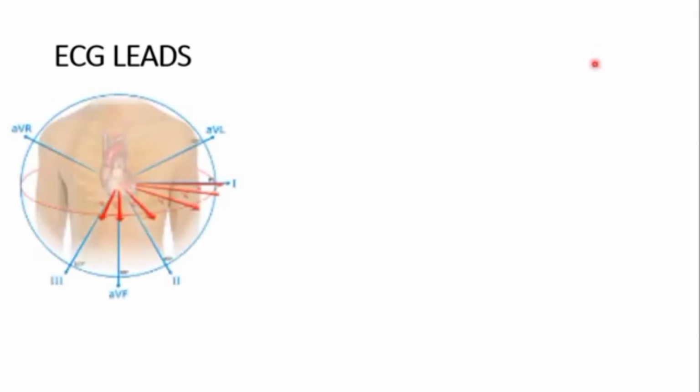I told you there are 12 lead ECG. Let's divide it into 2: 6 plus 6. 6 leads are placed in a manner from top to bottom, and the other 6 leads are placed in a direction across the cross section of the heart. Since the heart is a 3D structure, we have 12 leads placed from every direction to note the activity of the heart.